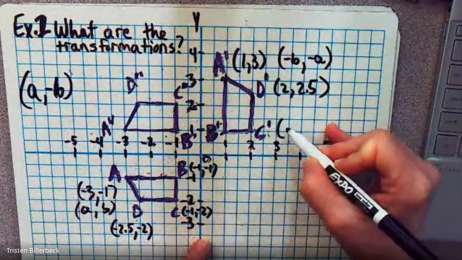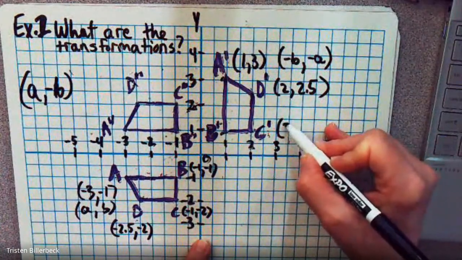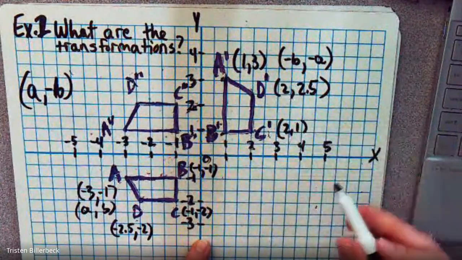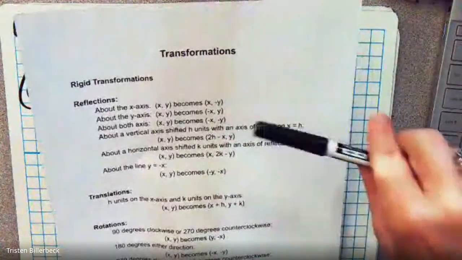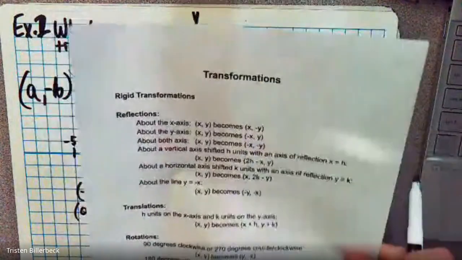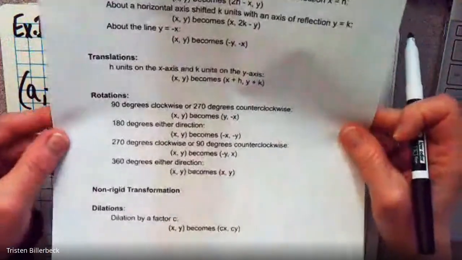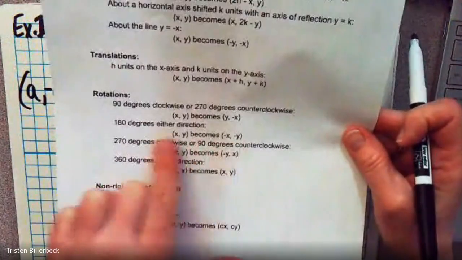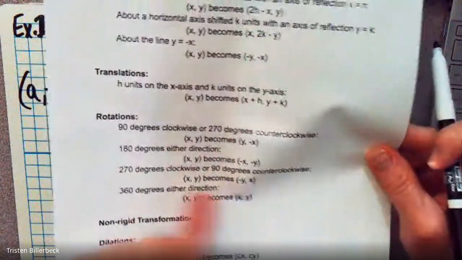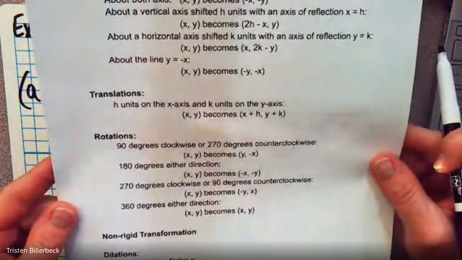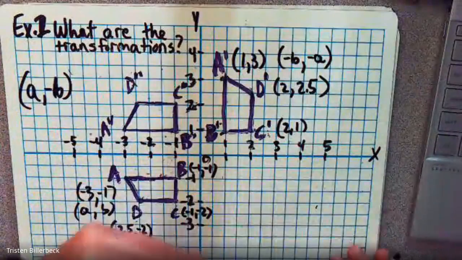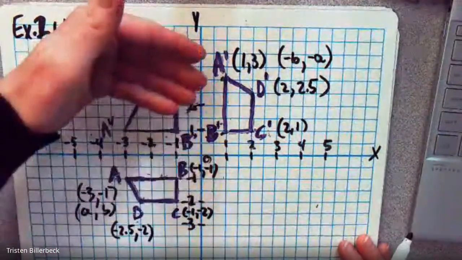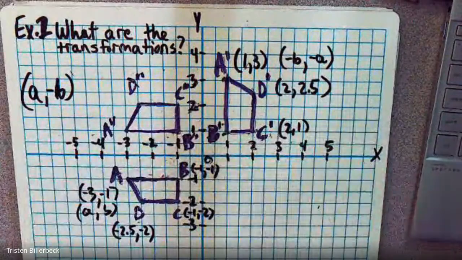So C prime, this is at 2, 1. Okay, so I think we've seen that this is this translation here. When we look at a transformation sheet, here we don't see that. We see X, Y, which is 180-degree rotation. If we reflected on the x-axis, and then the y-axis, we wouldn't get there either.